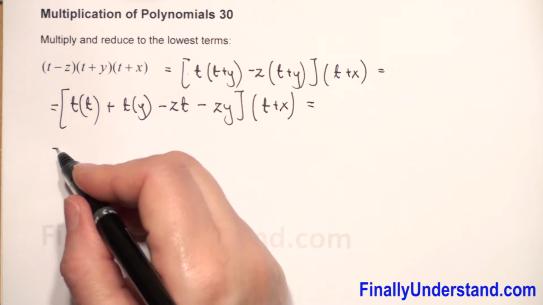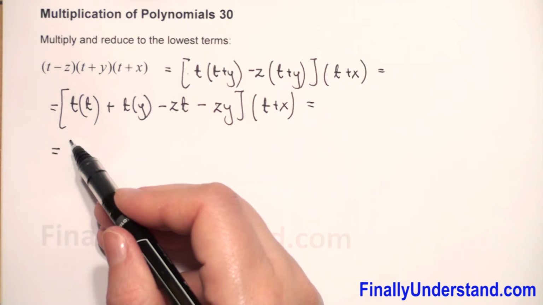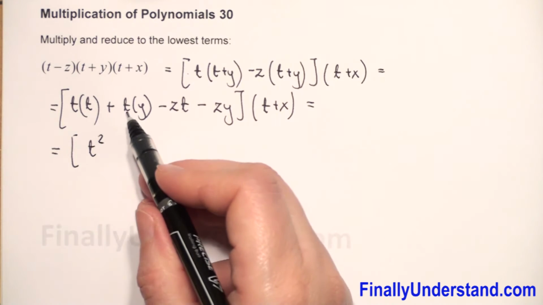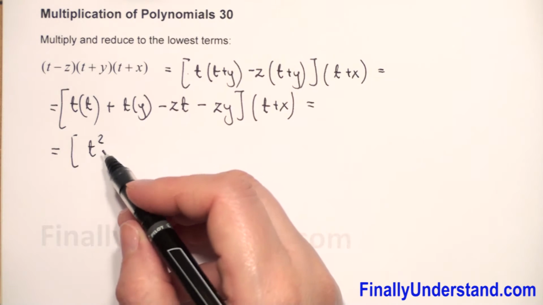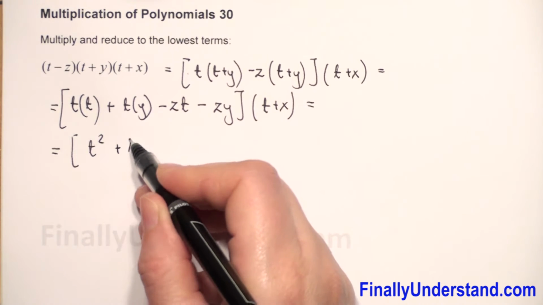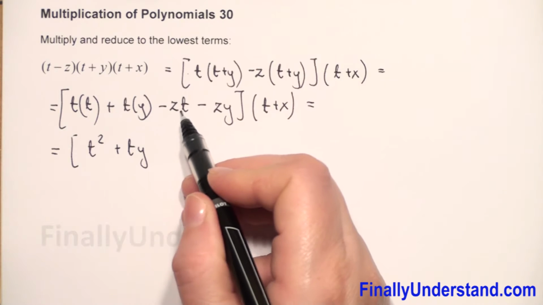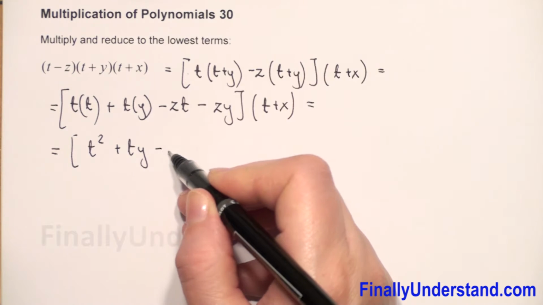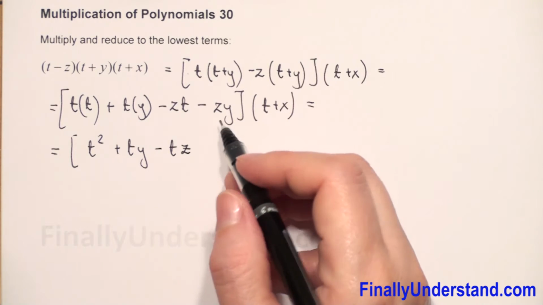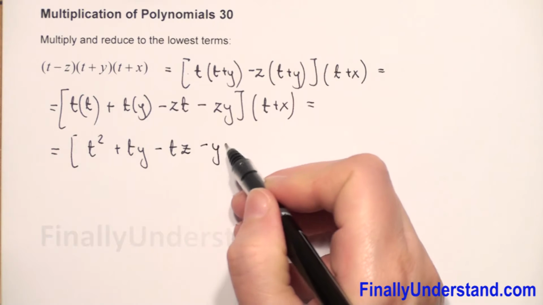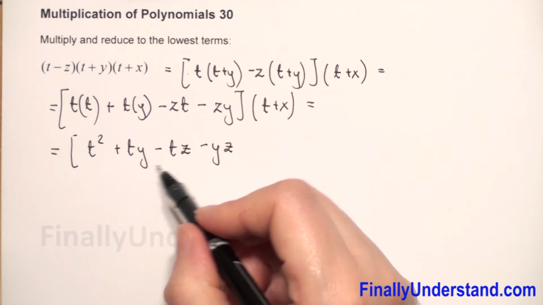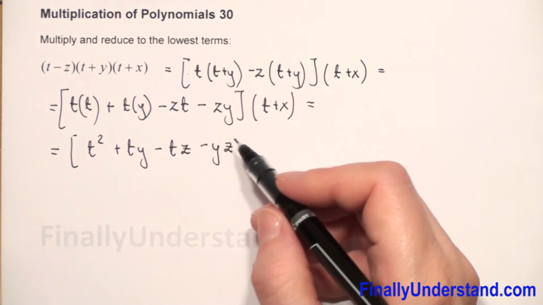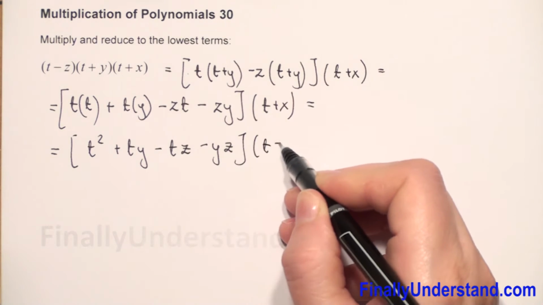So this is equal. Now we will have in brackets t times t as t squared, t times y, we can write this is ty, negative zt we have. So first I will write the variable t, so it will be negative tz, and next we have negative yz. I just changed the order of variables in alphabetical order. And everything times t plus x.